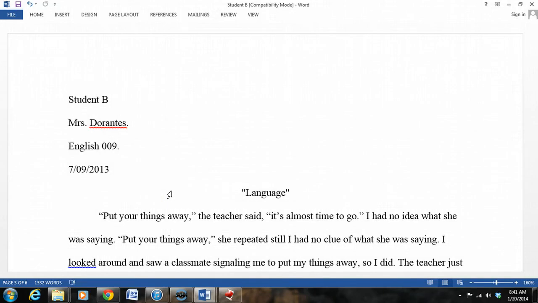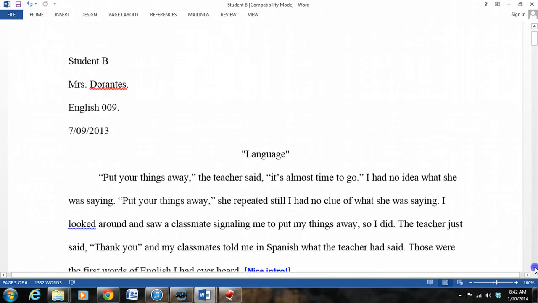This is a screencast on how I grade student papers. I have two papers here. One is from student B and the other will be from student A. So let's see the difference in them. This is student A, and this is for the narrative essay, the same one that you need to write as the first essay in English 9.